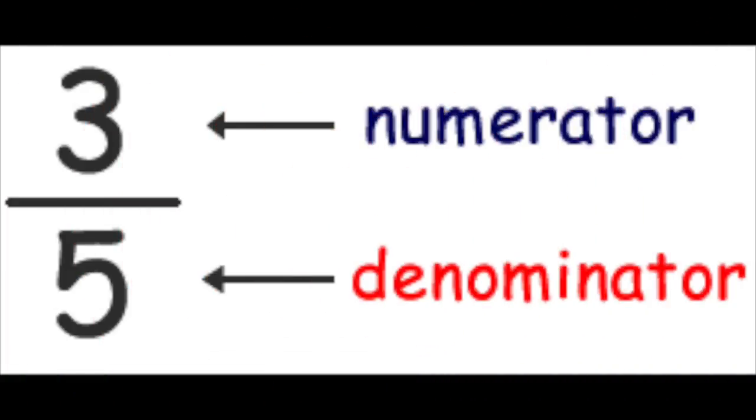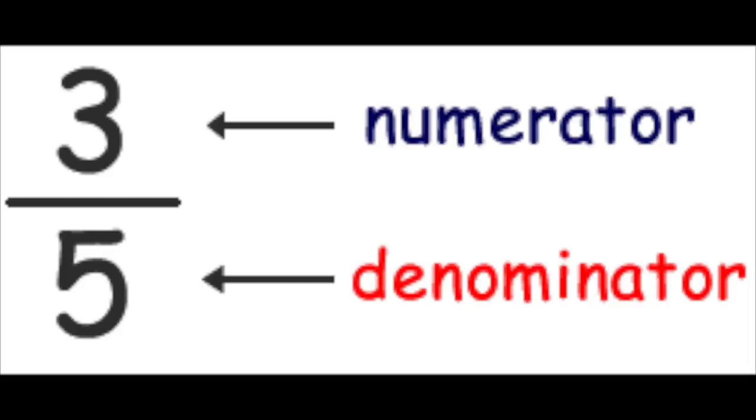What is a fraction? A fraction is a number that represents a portion of a whole object or number. This is what a fraction looks like. The top number is called the numerator and represents how many parts in the fraction have been taken or removed. The bottom number is called the denominator. This represents how many equal parts are in the whole object.